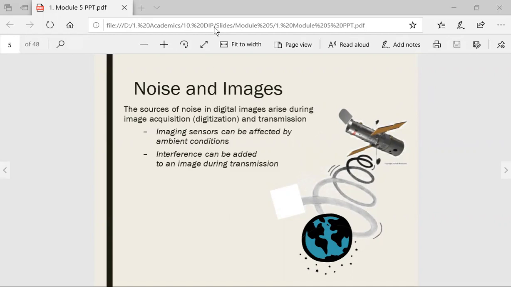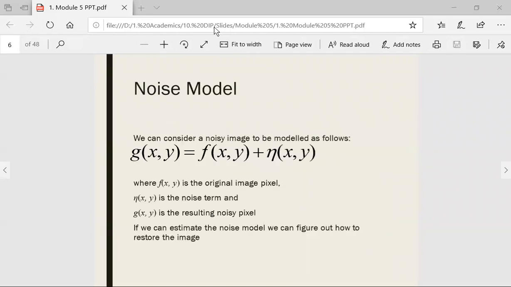Now the noise model, we have already learned this one. It is very simple. g of x comma y is the transformed image, f of x comma y is the original image, and eta of x comma y is the noise. So this is the noise model or equation, where f of x comma y is the original image pixel, eta of x comma y is the noise term, and g of x comma y is the resulting noisy pixel.